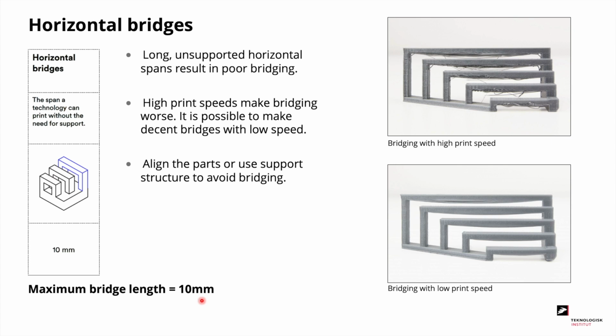With long unsupported horizontal spans, you risk having poor bridging. High print speed will make bridging even worse, as you can see in the picture up here in the right corner. If you dial down the print speed, you can make decent bridges spanning further than 10 millimeters. To avoid poor bridging, you want to align the parts or use support structure when needed.